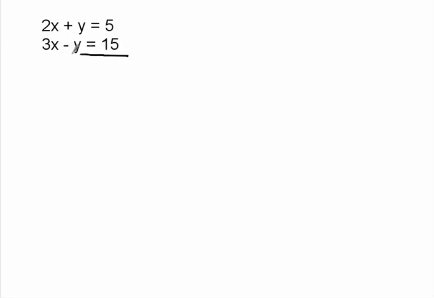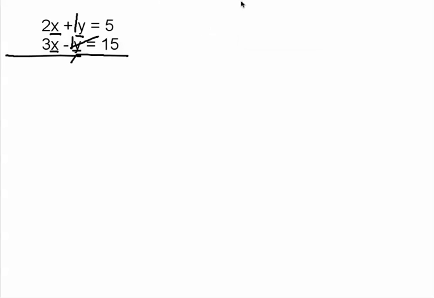Alright, today we're going to talk about how to solve a system of equations. So you have 2x plus y equals 5 and 3x minus y equals 15. Whenever you have a system of equations, you have two variables, the x and the y. And remember, if you ever have a y just by itself, that means it's 1y.